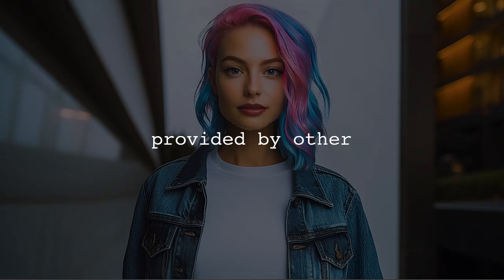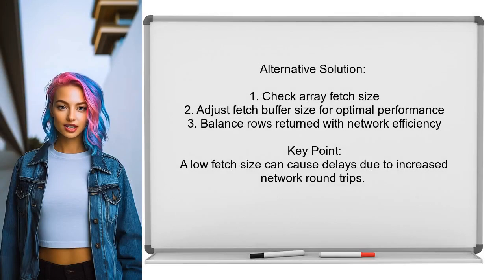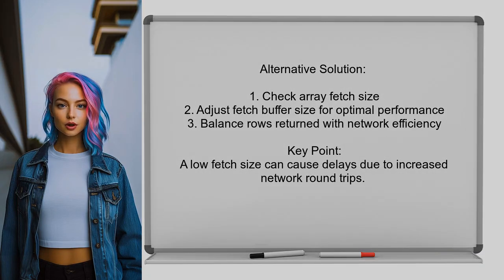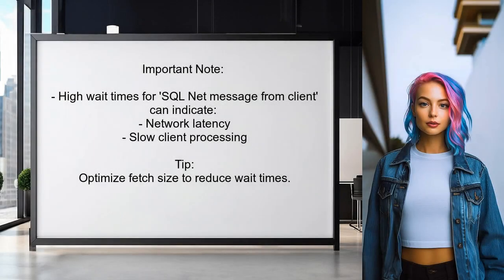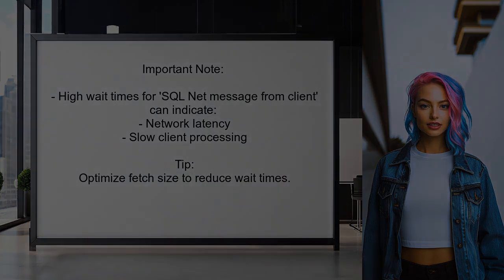Now, let's look at the answers provided by other users. One user suggests that slow data fetching in DBeaver might be due to a small array fetch size. They explain that the fetch buffer size is a memory setting that determines how many rows are returned in a single fetch. A low fetch size can lead to delays because it increases the number of network trips needed to retrieve data. They also mention that if the fetch size is too low, you might notice high wait times for SQL net message from client, indicating that the session is waiting for data from the client. This can be a sign of network latency or a slow client process.